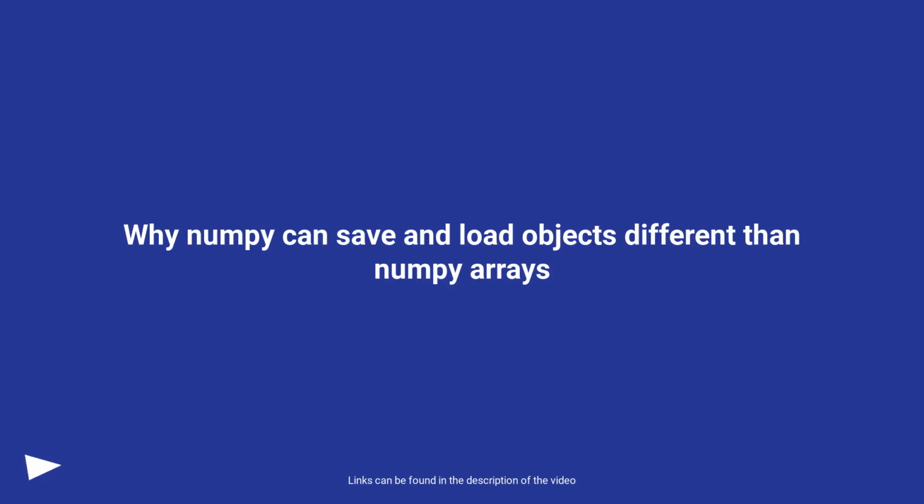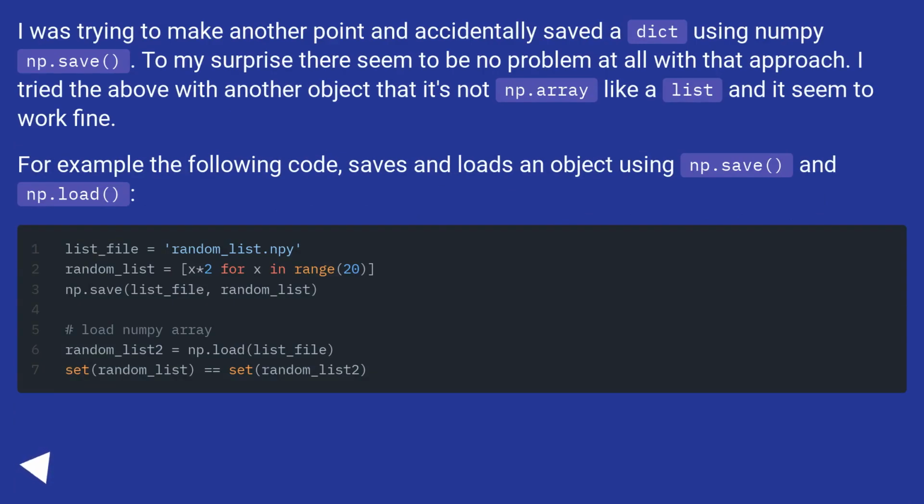Why numpy can save and load objects different than numpy arrays. I was trying to make another point, and accidentally saved a dict using numpy np.save. To my surprise, there seemed to be no problem at all with that approach. I tried the above with another object that is not an np.array, like a list, and it seemed to work fine.